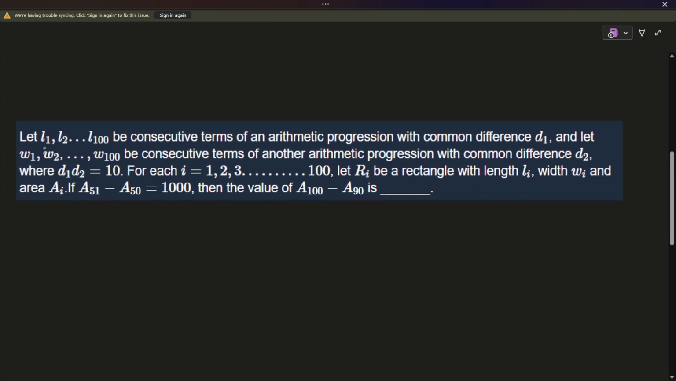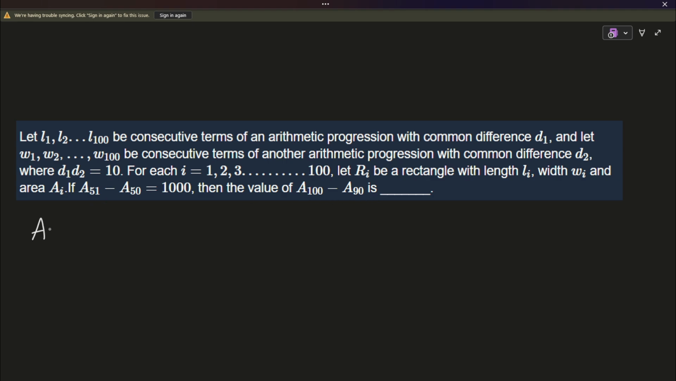Let L1 to L100 be consecutive terms of an arithmetic progression with common difference d1, and let W1 to W100 be consecutive terms of another arithmetic progression with common difference d2. Correct? Now you have to understand that we are given d1 d2 = 10, and then they are also saying that Ri is a rectangle with length Li and width Wi, which are basically terms of the first and second arithmetic progression, and area Ai. They have given some expression involving area, and you have to find A100 minus A90.